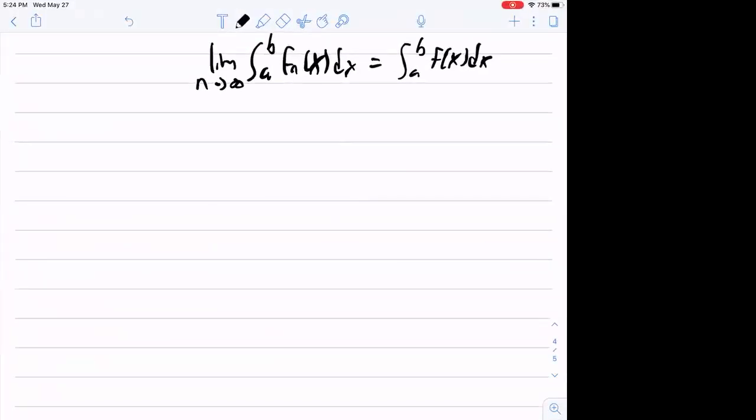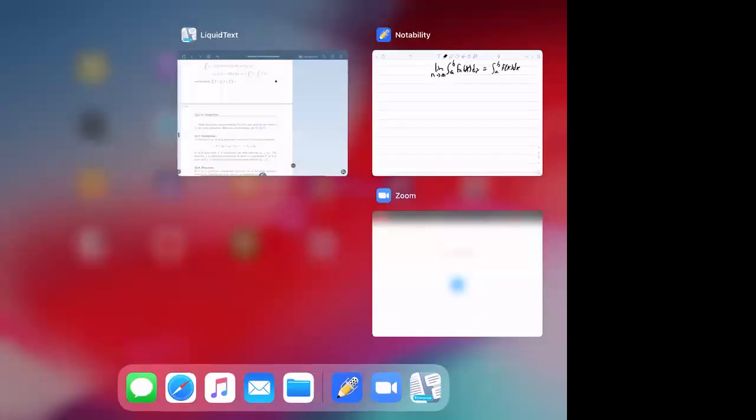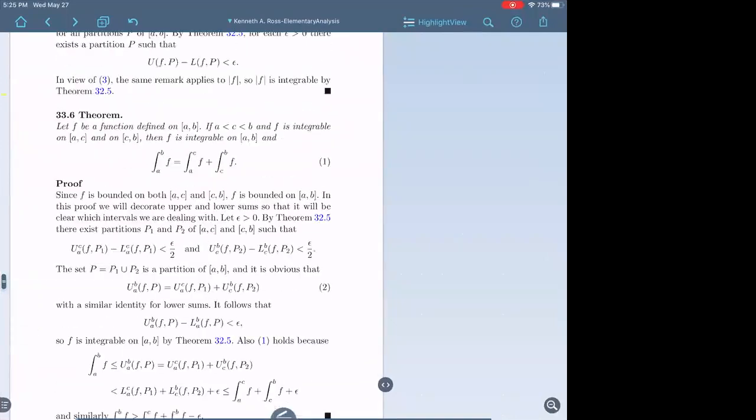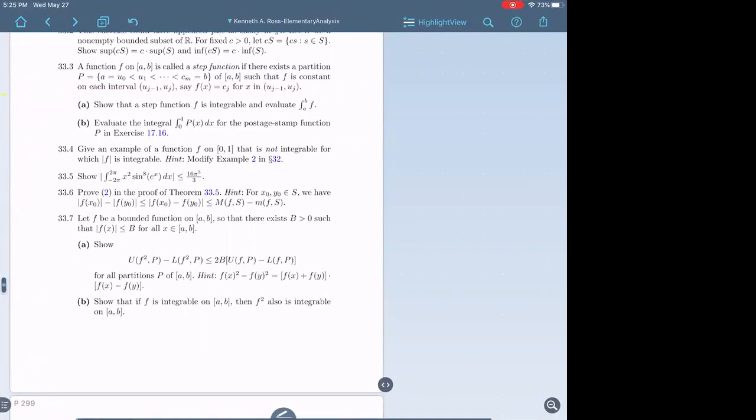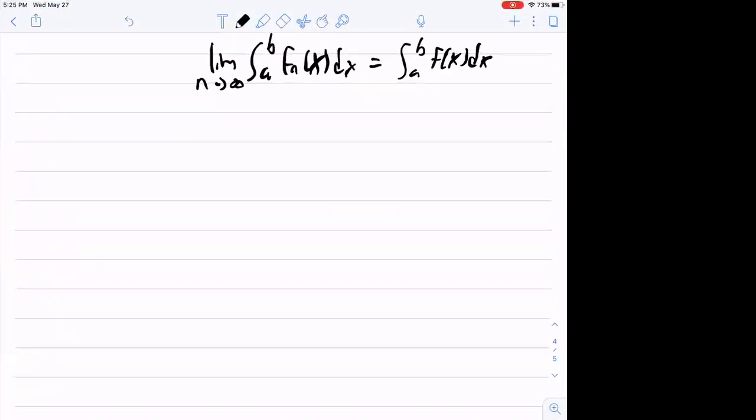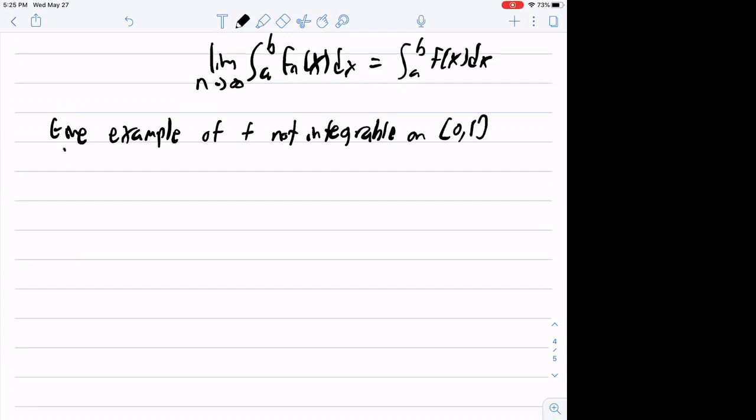So let's go to the questions now. So 32.4. Give an example of f that is not integrable on 0, 1, but absolute value of f is integrable.